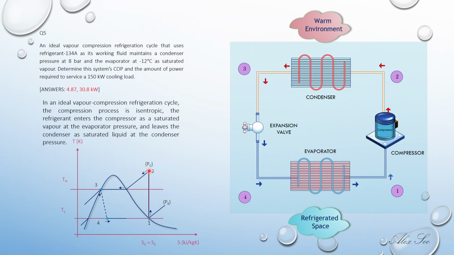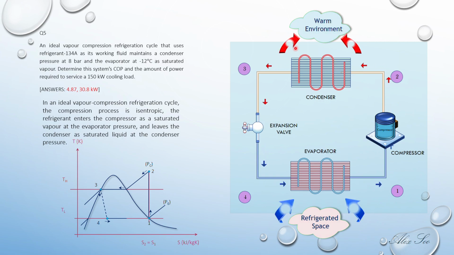Point 2 will be superheated, point 3 is the saturated liquid, and point 4 is the liquid and vapor mixture. So this is the cycle where heat is being absorbed, or transported by means of air to the evaporator tubes. And here, heat is transferred out from the refrigerant through the condensing tube by means of air as the transporting medium to the environment.